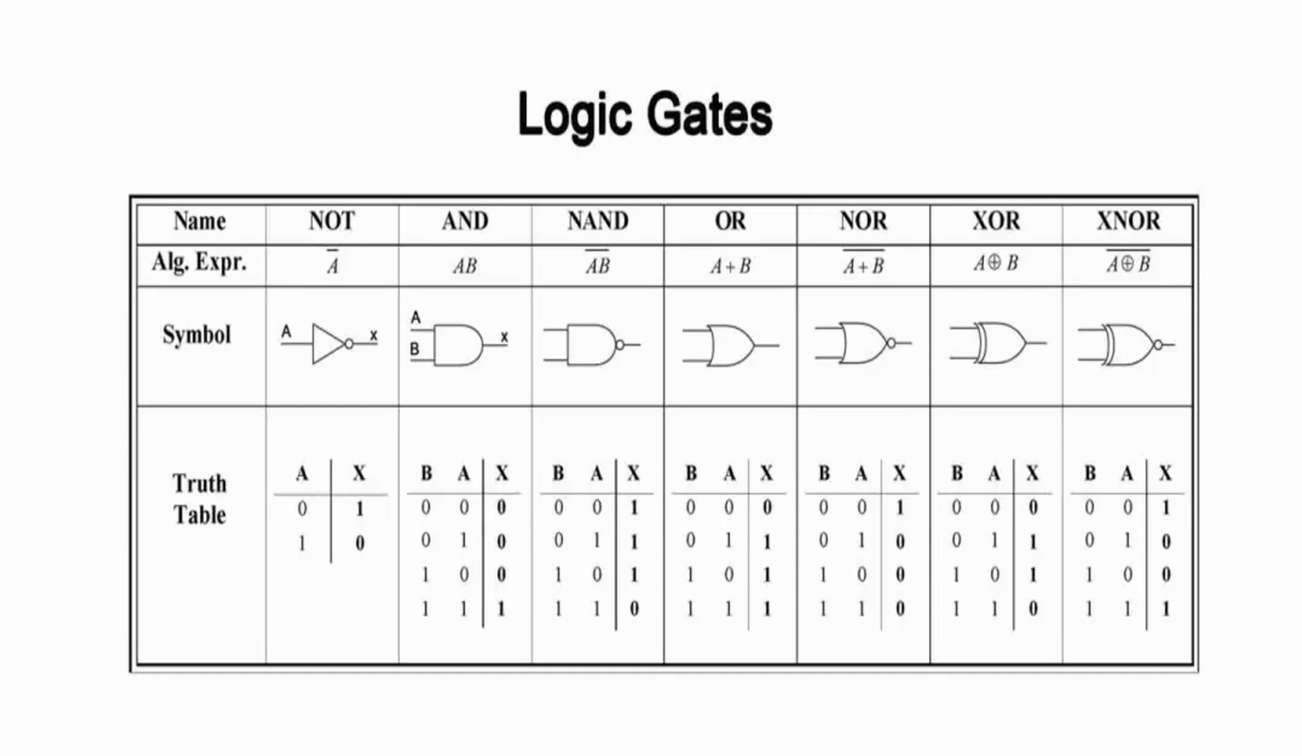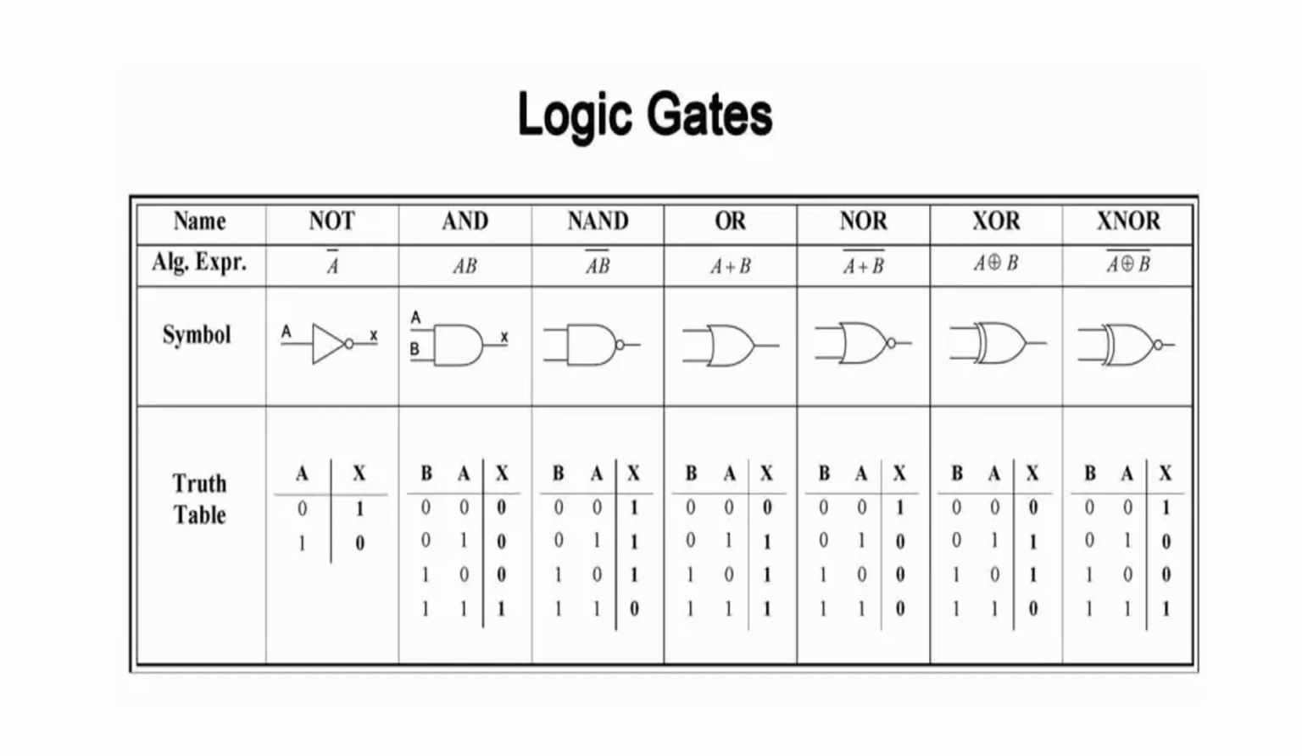XOR is A XOR B. We have already seen that in binary to gray and gray to binary conversion we use the XOR operation. For 00, 01, 10, 11 the output is 0, 1, 1, 0. For the same combination of inputs we will get 0. For different combinations of inputs we will get output 1.